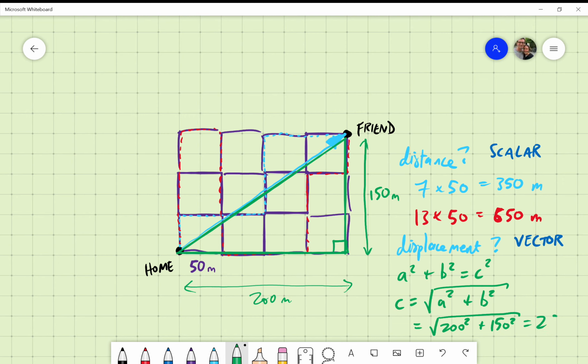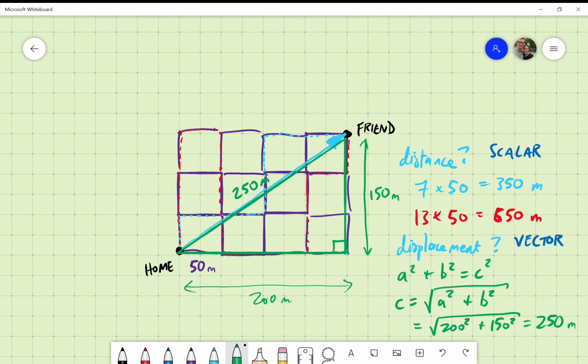Okay, this is 250 meters, and yes, I did choose numbers which would give a very, very simple answer. Okay, 250 meters, no decimals required. That is the magnitude of the displacement vector. Now, I didn't actually give a label to this displacement vector, so that's why I'm not showing any of the absolute value symbols that I talked about last time.